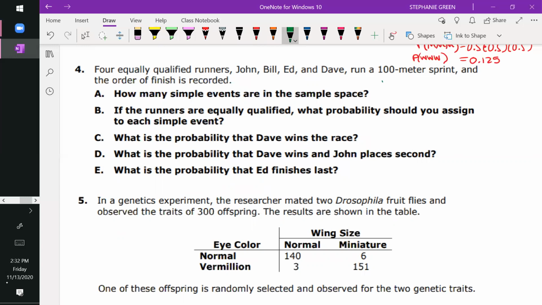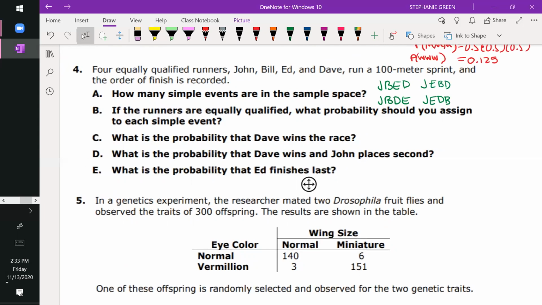It could be JBED or JBDE or JEBD or JEBD and so on. Or we could remember how we did permutations from Algebra 2. Also, if you don't remember permutations, I think we're going to go over that some more later on. I'll have to look at what Apex has. But really quick, we're ordering 4 people into 4 places.